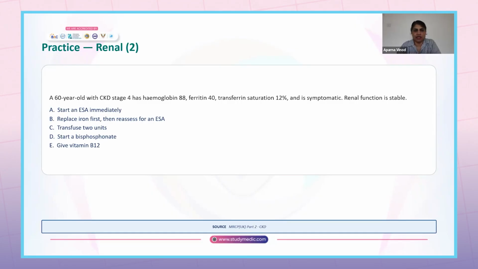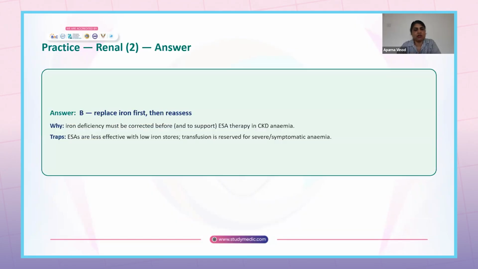Again, the answer has been explained prior. So we have to replace iron first because ferritin was only 40. So at least it has to be 100. And while continuing with the ESA, you need to see that it is between 100 and 400 before continuing with the treatment. They're not as effective with low iron stores, and transfusion is reserved for very severe or symptomatic anemia.